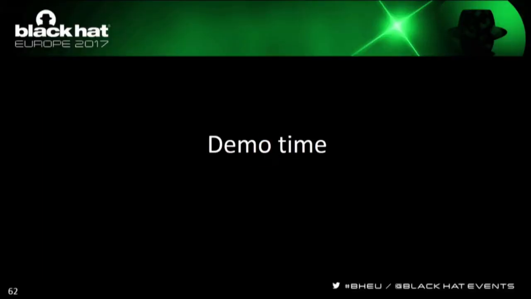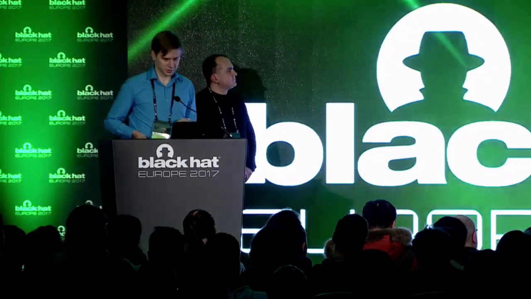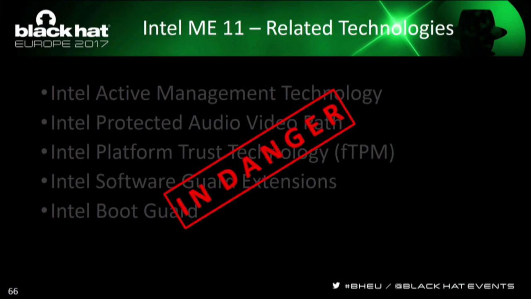Okay, demo. And having arbitrary code execution in the BUP module, all those Intel technologies based on Intel ME are now in danger. It means that DRM is in danger, firmware TPM. It means that if you use, for example, BitLocker on your Windows host system, an attacker can dump your SPI flash, recover fTPM keys, and decrypt your hard disk.